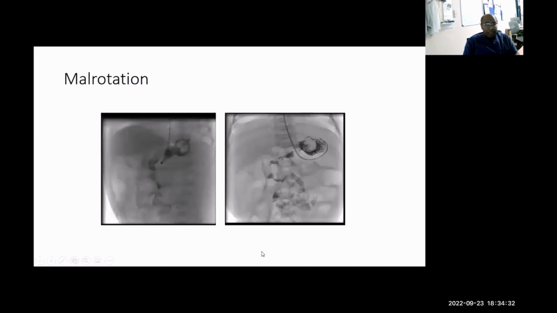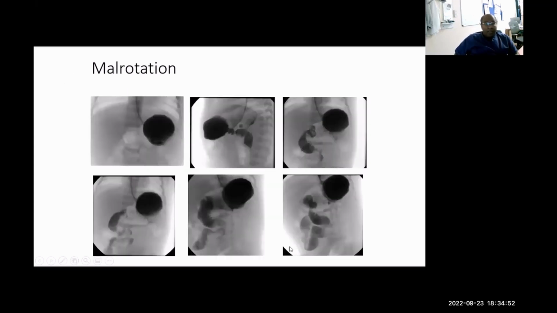Next one. This is an example of a malrotation. You can see on the lateral view, the first and the second part of the duodenum, instead of going posteriorly, roll off into the peritoneal cavity anteriorly, and on the AP, you can see that the DJ flexure is somewhat in the midline and very low compared to the pylorus. So that is malrotation.